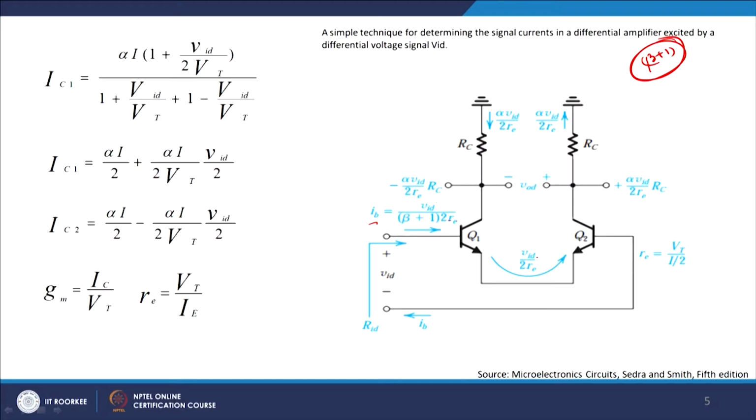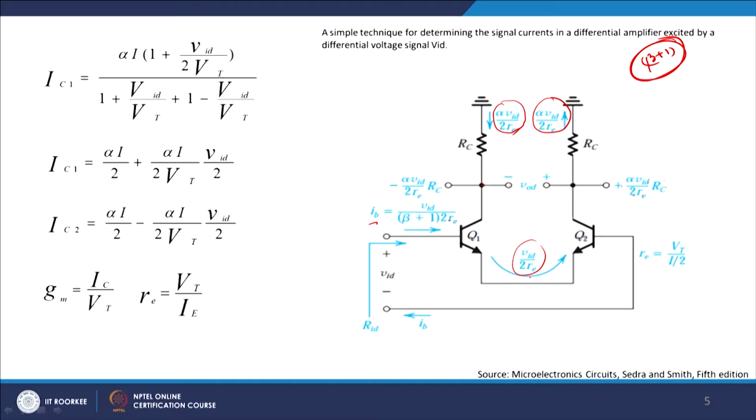Similarly on this side, where VID by 2 Re is the difference voltage which you see in front of you, therefore if the same current flows through, so alpha times that, the current is basically VID by 2 Re, that is the emitter current. If you multiply by alpha, that is the collector current. So this is the collector current here, and this is the collector current here. If you multiply this with RC, I get the voltage at this particular point with a negative sign, and since they are 180 degrees phase shifted, I will get a positive voltage here, which is alpha VID by 2 Re into RC, right.